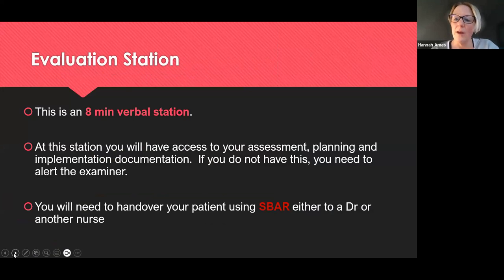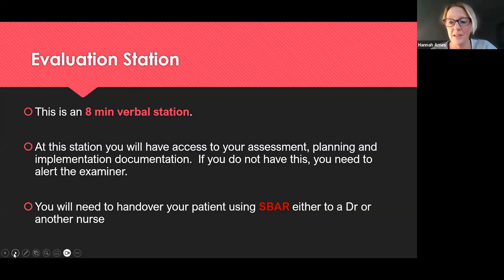You'll have this station and you'll have access to your paperwork and all your briefings from your other API stations. So you'll have your assessment paperwork, your News 2 chart or GCS chart, depending on what scenario you've had. You'll have your care plans and your medication chart. It's really important you have all that information, and if you don't, you need to alert the examiner to that, okay? And you'll have a briefing about your patient.